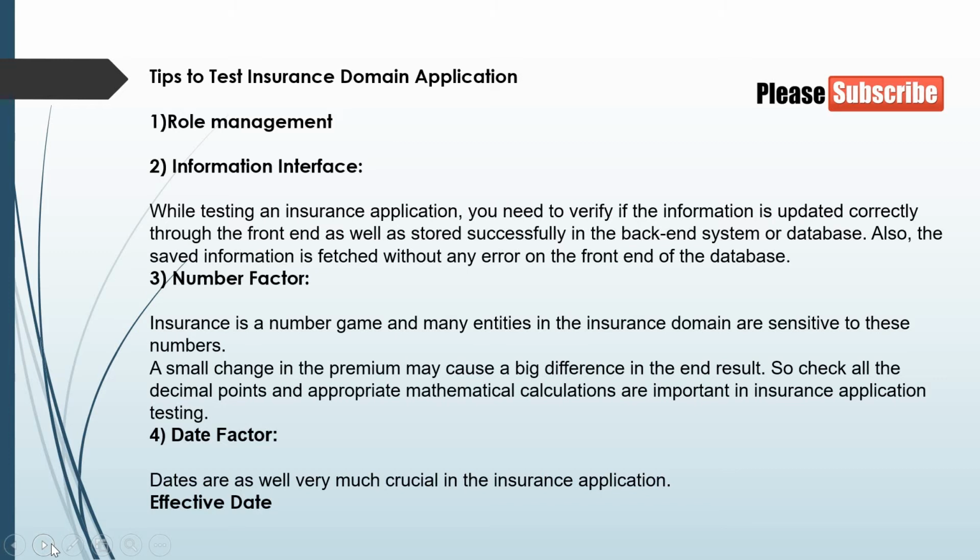For example, the insurance agent submits the application for the insurance policy to the customer. The insurance underwriter evaluates the risk and decides whether to accept the application or reject it. Who will do that? So these are very important. The insurance agent submits the application, right? The insurance underwriter evaluates the risk and decides whether to accept it or not.